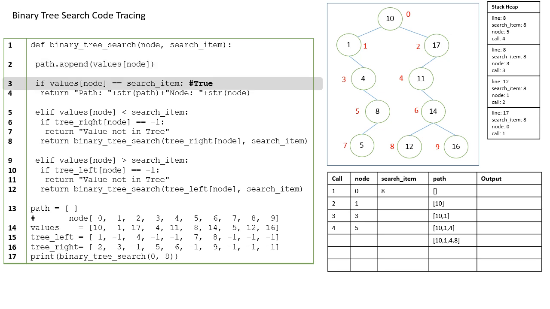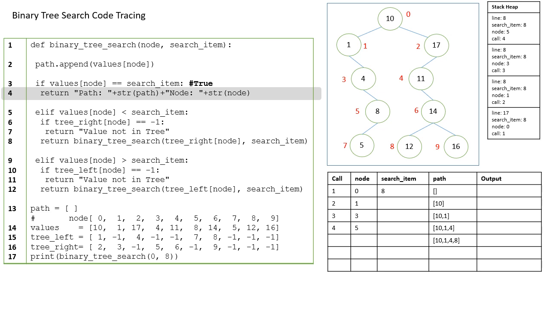And then when we evaluate it and compare it with the search item, well, they're equal to each other. So at this point then, we return the full path, and also we return the node position. So the node position here would be 5, and then the path here, you can see the 4 items there, 10, 1, 4 and 8.